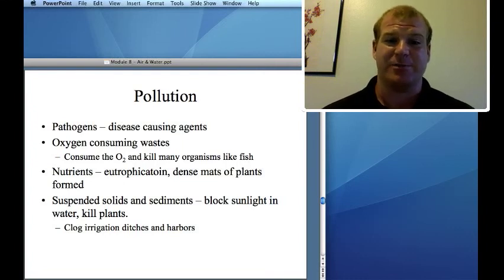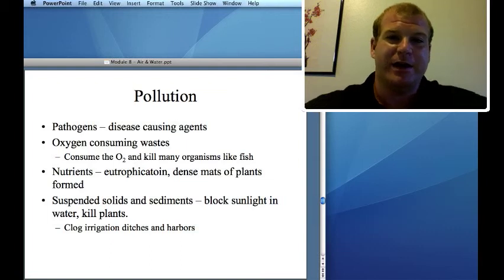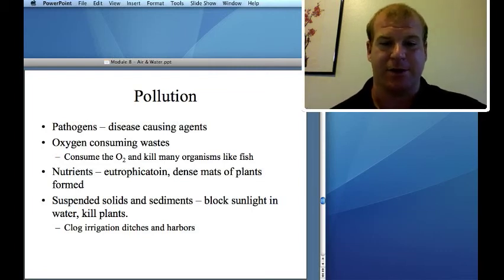Actually, adding nutrients to water can also be a form of pollution. It can cause something called eutrophication. That causes dense plant life to form, and that can choke water supplies. Also, suspended solids can block sunlight and kill plants, and can clog irrigation ditches and harbors. So I like to swim in Ala Moana Beach Park, and the water is really murky. That water being murky is from the construction going on in Waikiki.